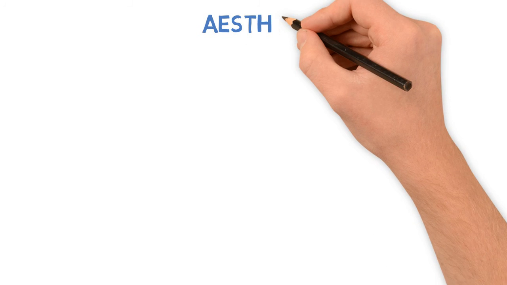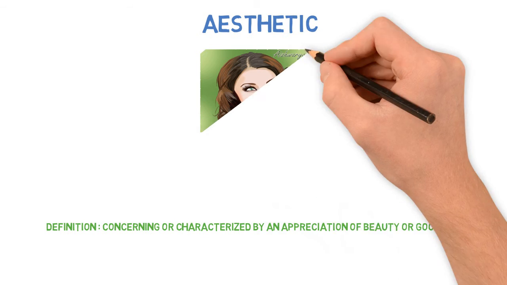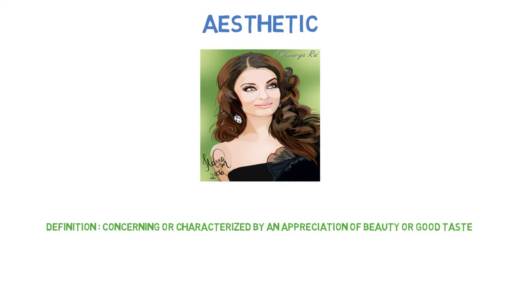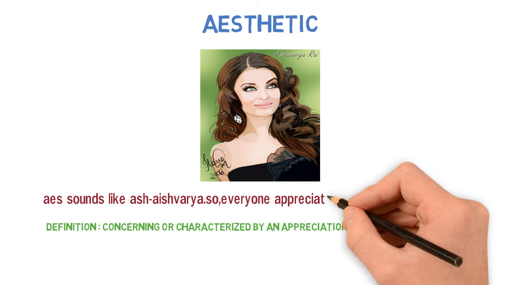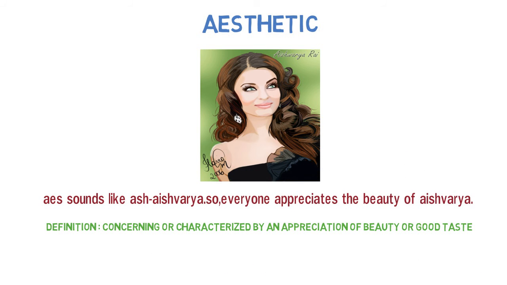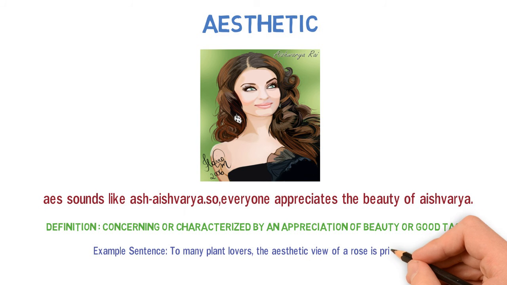Now, aesthetic. Definition of aesthetic is concerning or characterized by an appreciation of beauty or good taste. मतलब किसी की सौंदर्य का सराहना करना को हम बोलेंगे aesthetic. Okay. And the mnemonic which we can use here is, as means Aishwarya. So everyone appreciates the beauty of Aishwarya. Okay. And the example sentence is: to many plant lovers, the aesthetic view of a rose is priceless.